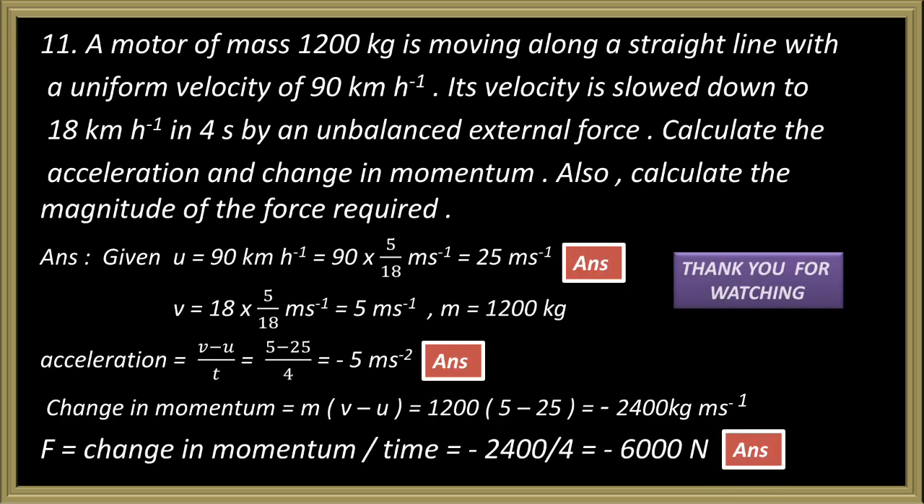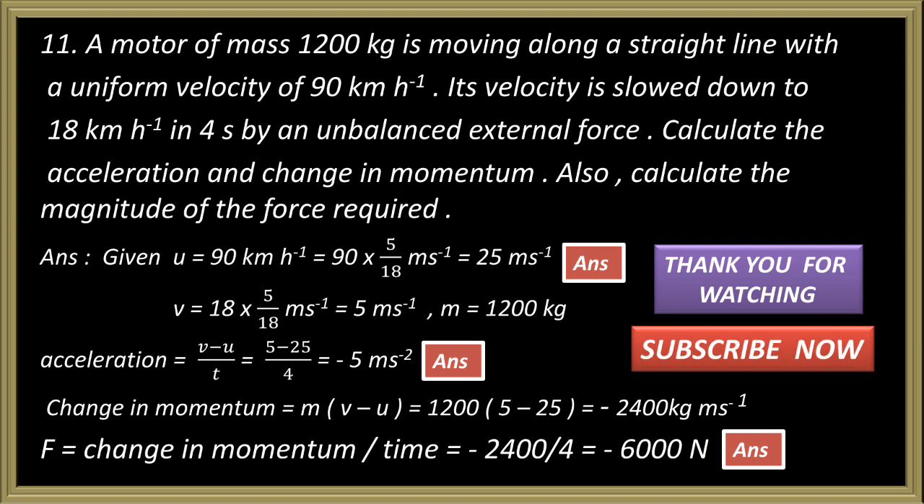Now question 11. A motor of mass 1200 kg is moving along a straight line with a uniform velocity of 90 km per hour. Its velocity is slowed down to 18 km per hour in 4 seconds by an unbalanced external force. Calculate the acceleration and change in momentum. Also calculate the magnitude of the force required.